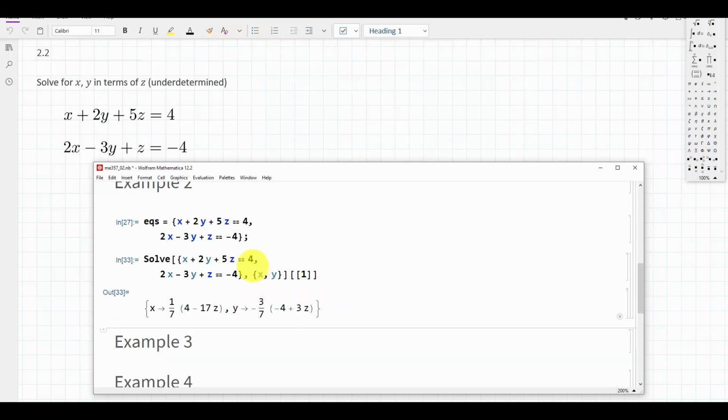But just be aware of the different options that Mathematica is going to give you. There is not going to be just one way to input the problems that we want it to solve.